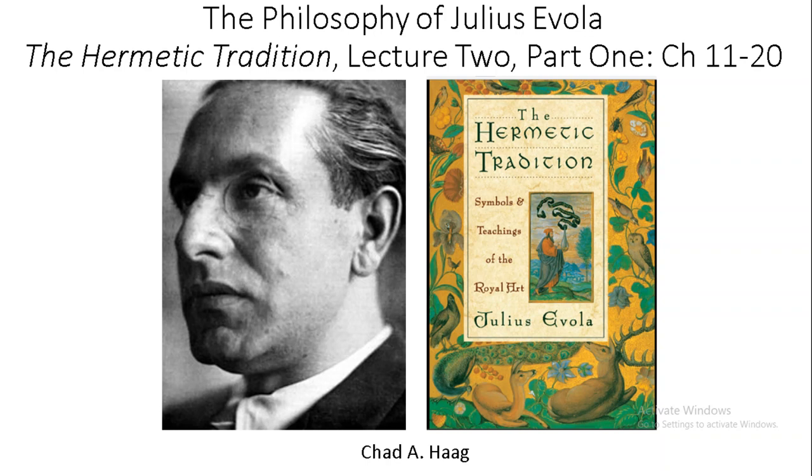I'd like to continue the series of videos in our group reading of Julius Evola's The Hermetic Tradition. In this second lecture, we will examine chapters 11 through 20 within part 1. And I'd like to remind you that this is a response to a patron's request to study in depth a text which is perhaps less widely read than Evola's better known works, like, say, Revolt Against the Modern World, but which is still crucial to understand those more familiar texts, and it's certainly a fascinating text in its own right.